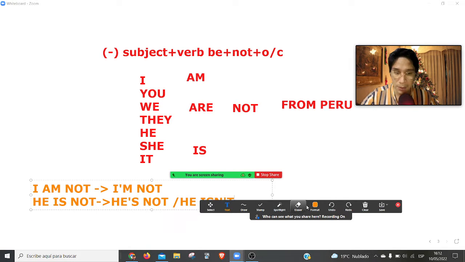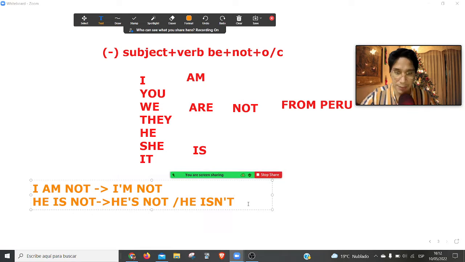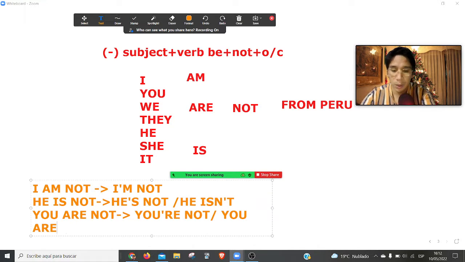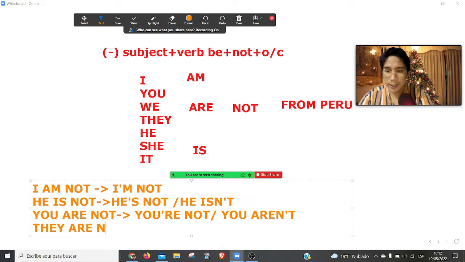Tiene dos formas. Carlos, ¿hay alguna diferencia en estas dos formas? No. No hay ninguna diferencia. Ambas son informales al momento de escribir y ambas son comunes cuando hablamos. Pero ¿cuál es más común? Las dos son iguales. No hay ninguna diferencia. You are not. You can say you're not, or you aren't. Then we have they are not.